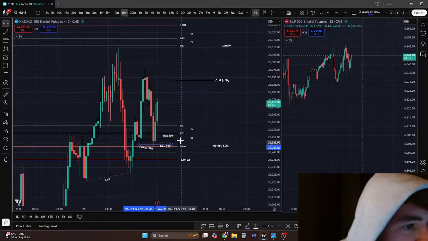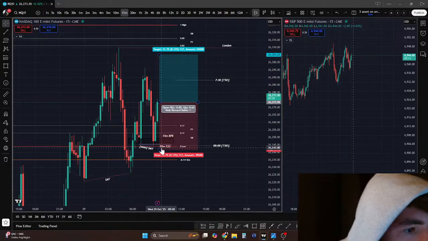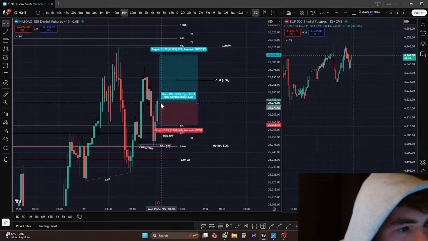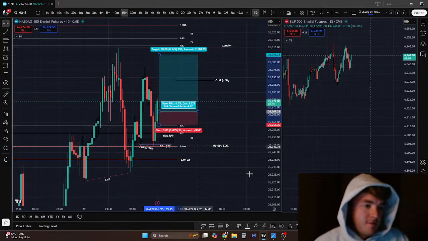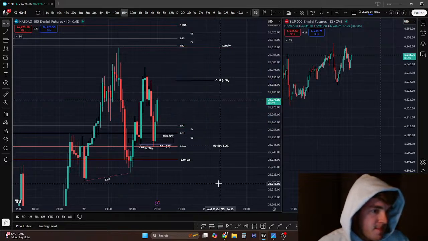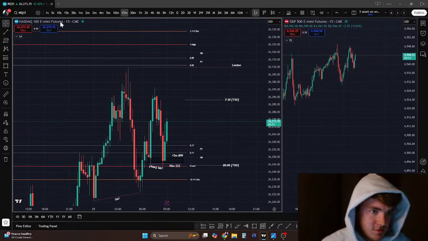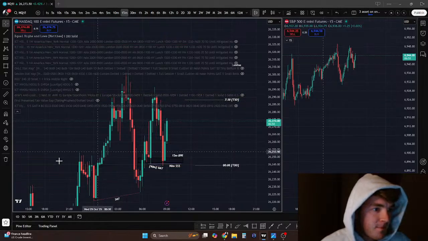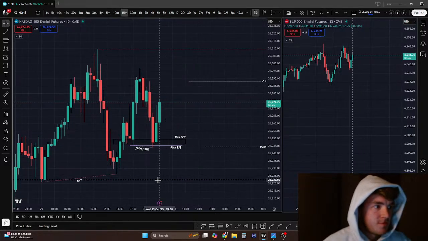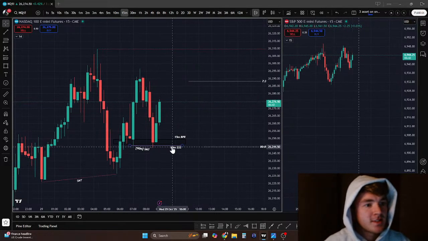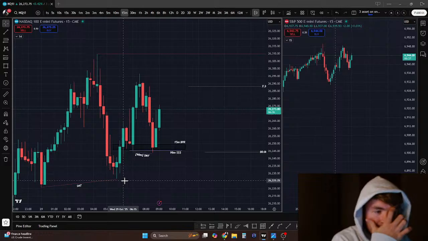I do like the SMT. I do like the SMT a lot. This might be only good enough for a Jan entry. But yeah, we are at the low of that dealing range. I mean, we got two different SMTs here. It's pretty nice. It's a 15-minute inversion.